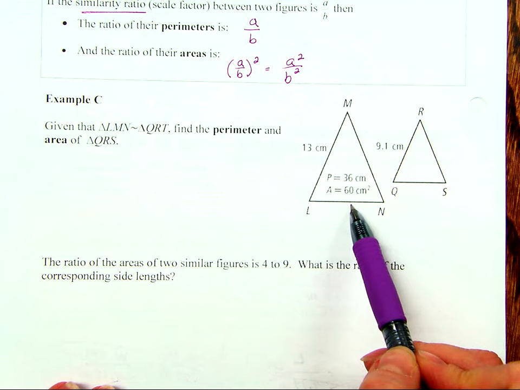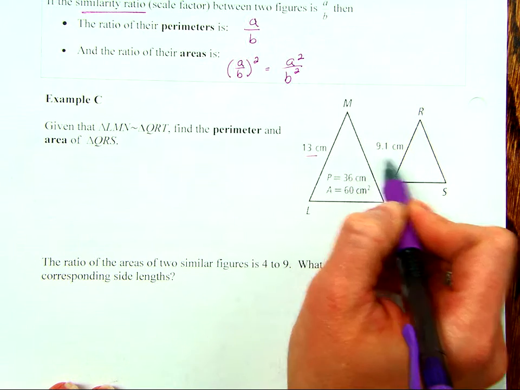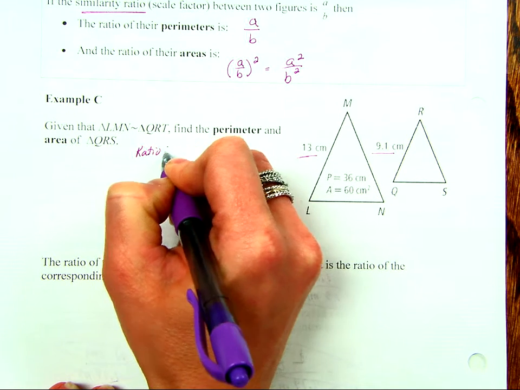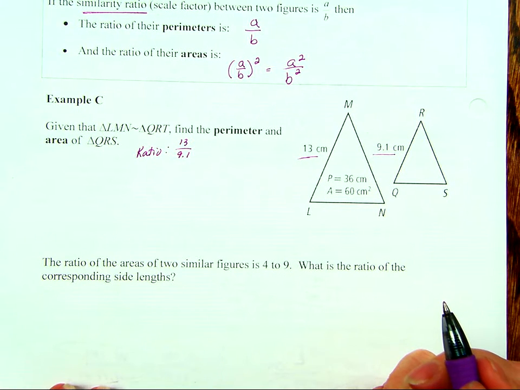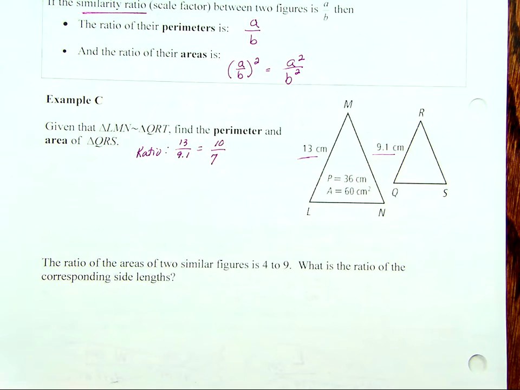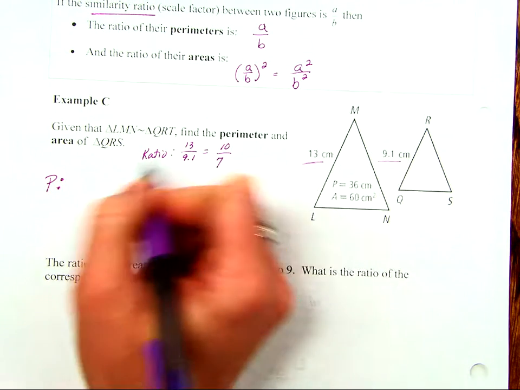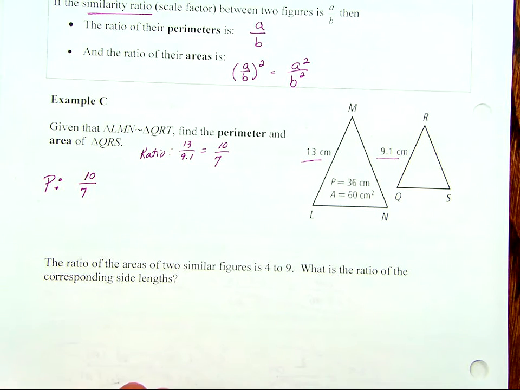So when I look at my triangles, I see that corresponding side, 13 and 9.1, that actually gives me my ratio, 13 to 9.1. We could leave that as that fraction if we wanted to work in our proportion, but if you go ahead and simplify, you'll find out that that's a 10 to 7 ratio. Well, what does that mean? If I'm looking for my perimeter, my perimeters are also going to have a ratio of 10 to 7.